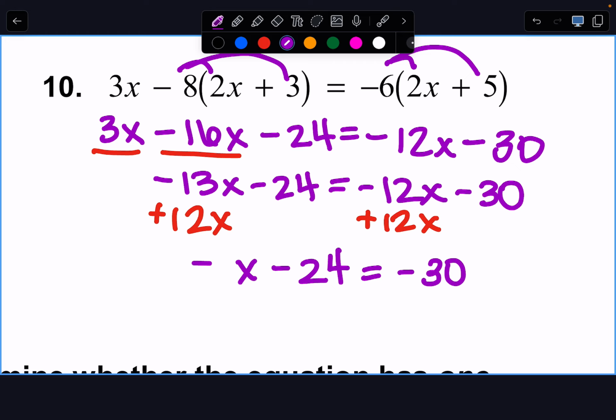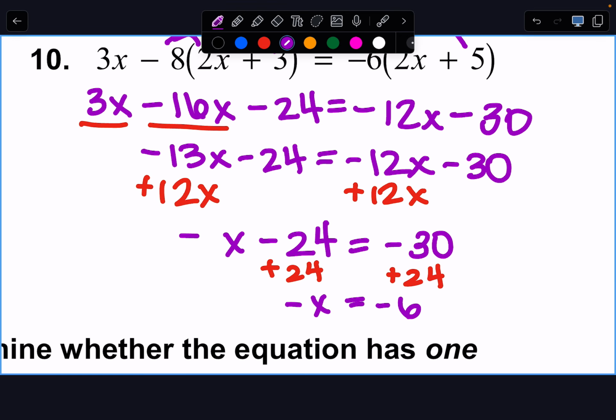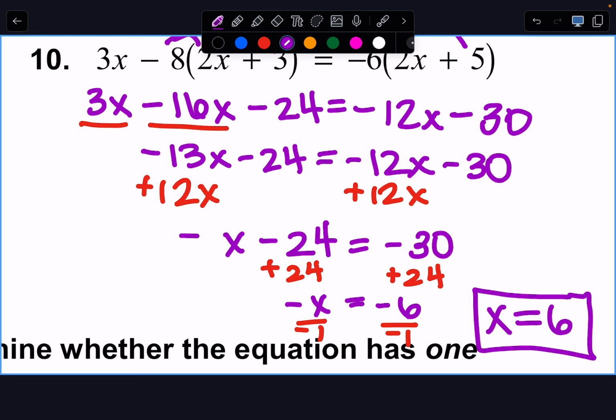Okay. Now, what do we do with the 24 to both sides? We would add 24. Yeah. So now we have negative x equals negative 6. Is that my answer? No. So technically, we would need to divide by that negative 1 so that we get a positive x. In this case, equals a positive 6.